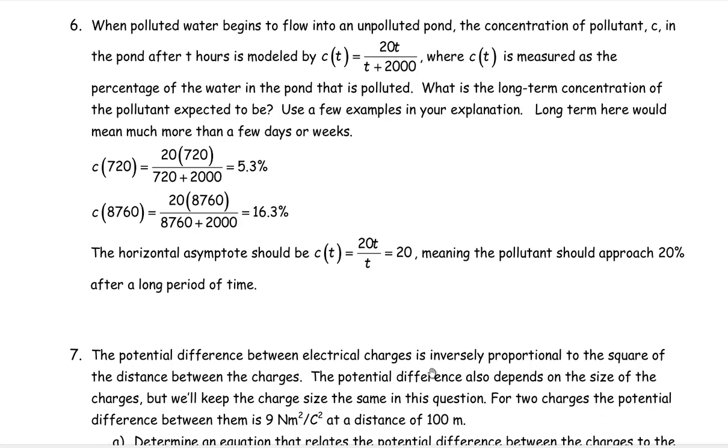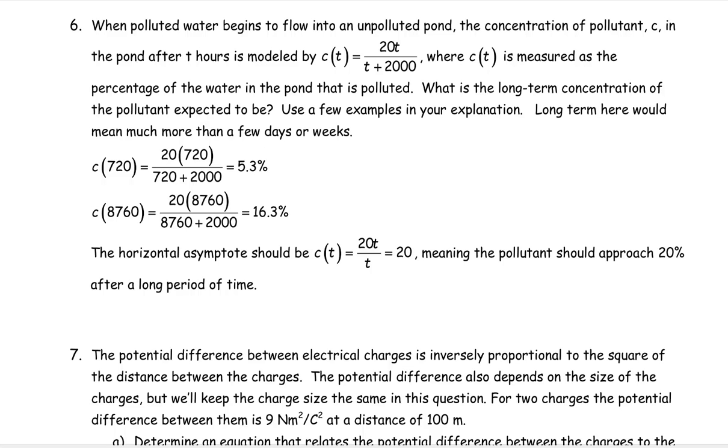Last page, questions 6 and 7. Number 6 says, when polluted water flows into an unpolluted pond, the concentration of the pollutant, C, after t number of hours, is modeled by this function. C of t is 20t over t plus 2000, and C of t is measured as the percentage of the water in the pond that is polluted. What's the long-term concentration of the pollutant expected to be? You're asked to use a few examples in the explanation. Just a note here, long-term would mean much more than a few days or weeks.